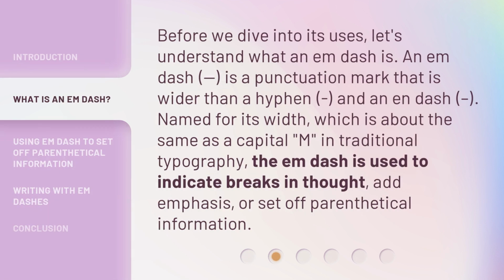Before we dive into its uses, let's understand what an em dash is. An em dash is a punctuation mark that is wider than a hyphen and an en dash. Named for its width, which is about the same as a capital M in traditional typography, the em dash is used to indicate breaks in thought, add emphasis, or set off parenthetical information.